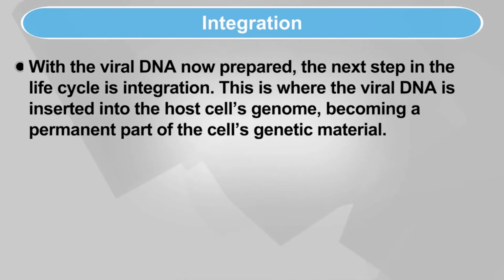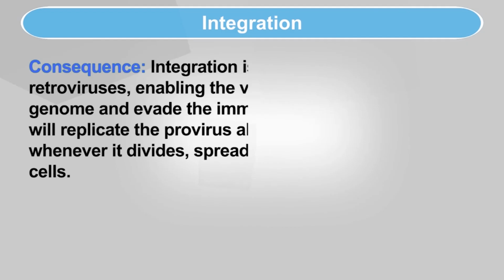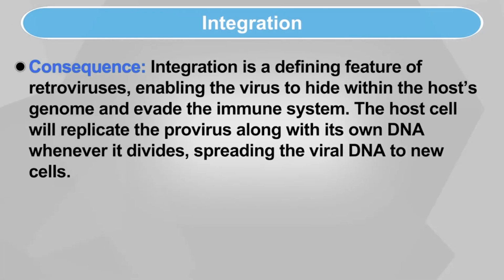So, with the viral DNA now prepared, the next step in the life cycle is integration. This is where the viral DNA is inserted into the host cell's genome, becoming a permanent part of the host cell. The enzyme integrase carries out this process, which we have also briefly touched on in previous slides. Integration is a defining feature of retroviruses, enabling the virus to hide inside the host genome and evade the host cell's immune processes.